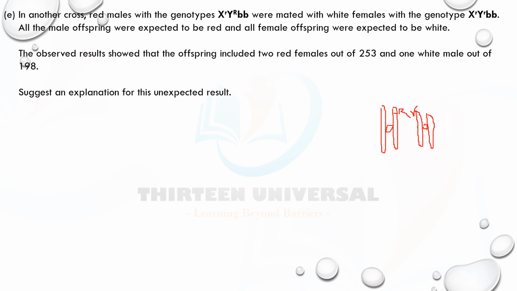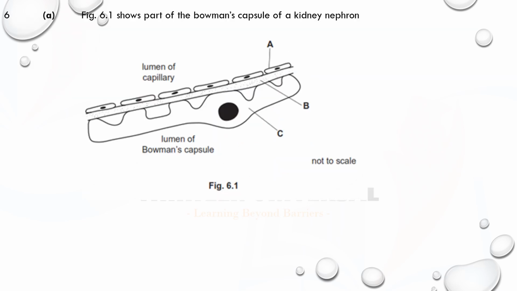So imagine, guys, this swaps places, this comes here and that comes here. It happens between an X chromosome and a Y chromosome. That is the explanation here.